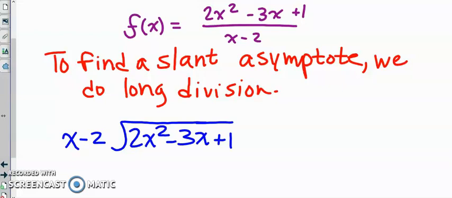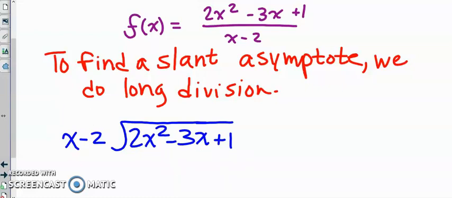Just for our terminology here, the divisor is the part we're dividing by. We're dividing by x minus 2, so x minus 2 is our divisor. And the dividend is the 2x squared minus 3x plus 1, because that's what we're dividing. I think you learned this in elementary school or middle school, or hopefully in high school. The denominator is always going to be the divisor, and the numerator is going to be your dividend.